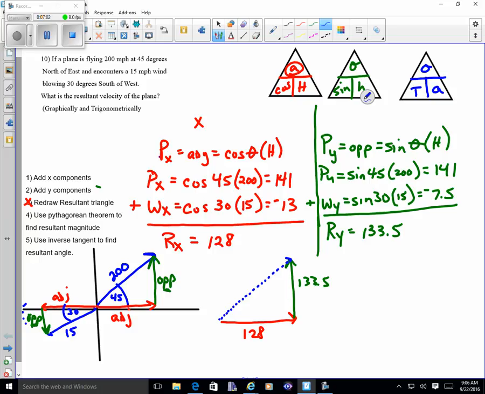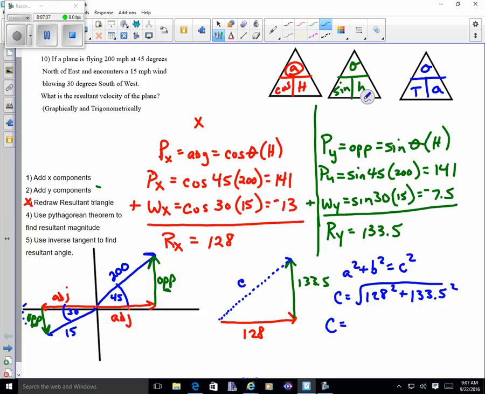I'm going to do step 4 in blue. It says use the Pythagorean theorem to find the resultant magnitude. Well, a squared plus b squared equals c squared. So c is the resultant here. So I'm going to say c is the square root of a squared, that's 128 squared, plus the 133.5 squared. And when you get that answer, that ends up being 185 miles an hour.